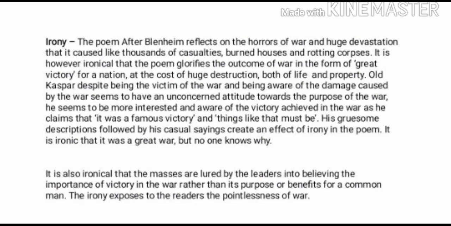It is also ironical that the masses, that means the common people, are lured by the leaders into believing in the importance of victory in the war rather than its purpose or benefits for the common man. The irony exposes to the readers the pointlessness of war.